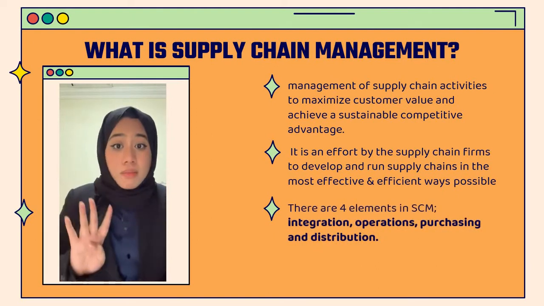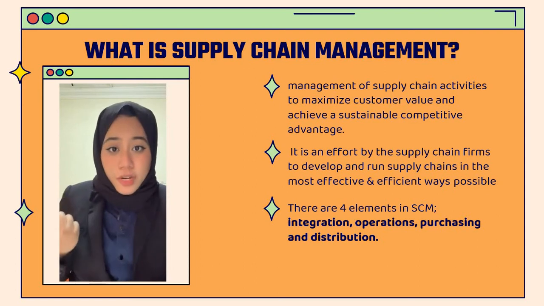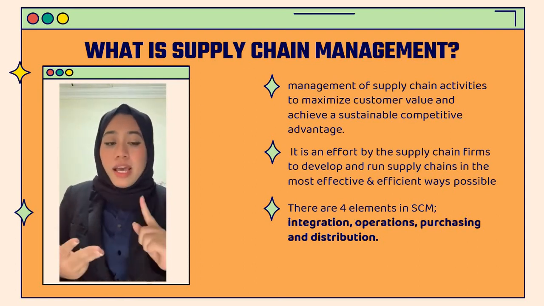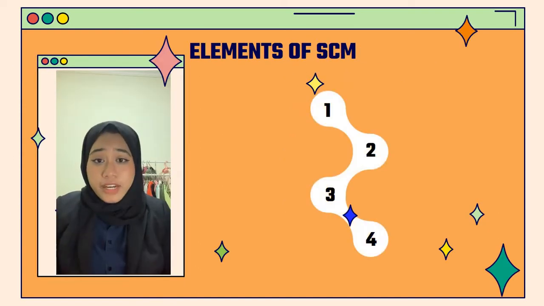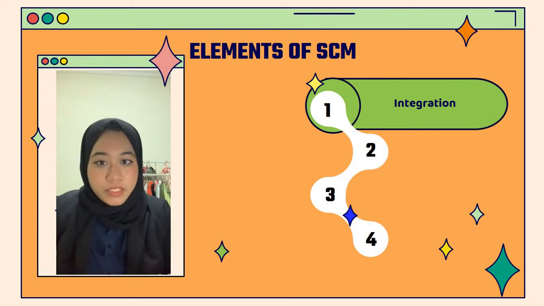There are 4 elements in SCM, which are integration, operation, purchasing, and distribution. First, for integration, a company needs to plan to get a long-term success. So they need to set up integration.